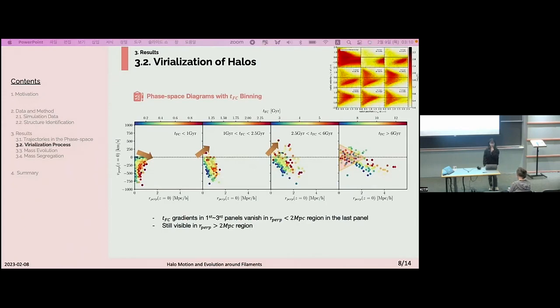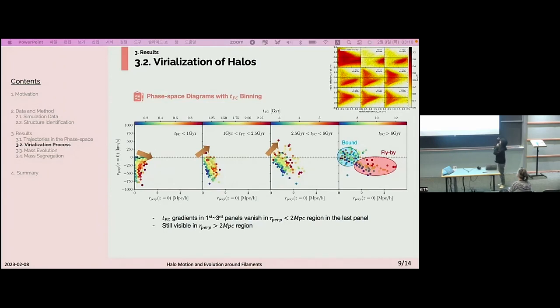What's more interesting is that this viralization pattern is quite similar to the ones from the halos around the clusters. The work is by Oman et al. in 2013. They showed that when halos are viralized inside the clusters, they occupy a somewhat triangular region in the phase space, and the filament halos are showing the similar pattern in the phase space. So we call these viralized halos bound halos because they are bound to the filament potential.